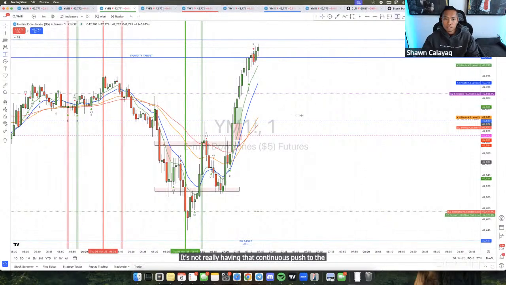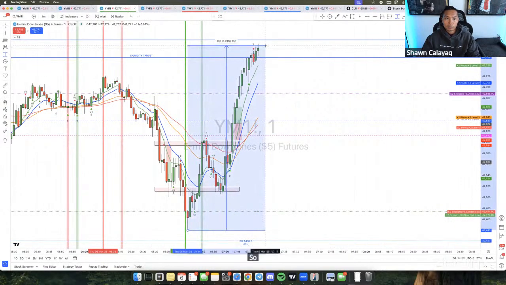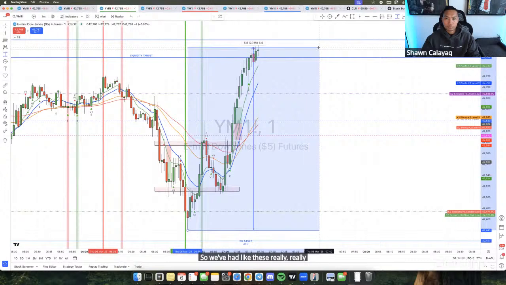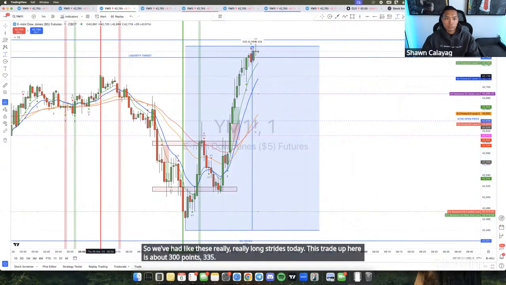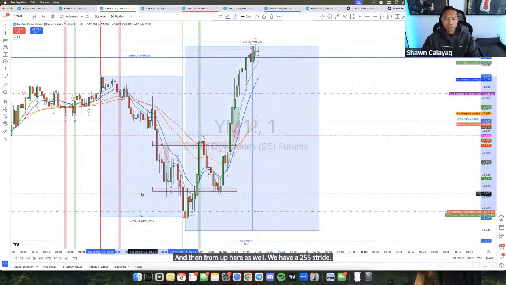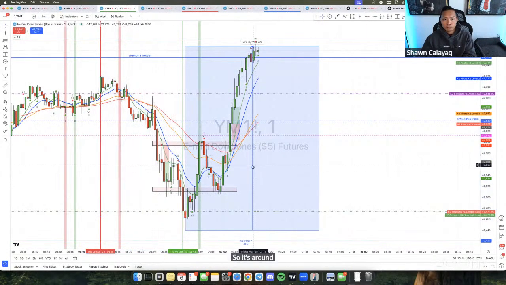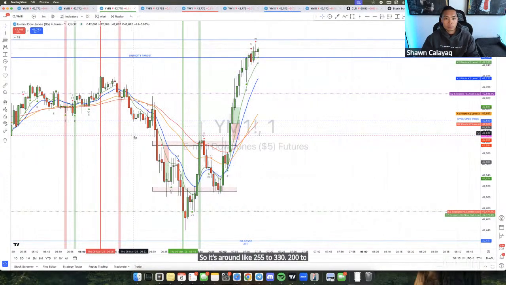The thing is, price has pushed up pretty far. We've had really long strides today. This stride up here is about 300 points, 335. And then from up here as well, we have a 255 stride. So it's around 255 to 330. 200 to 300 point moves per leg, basically.